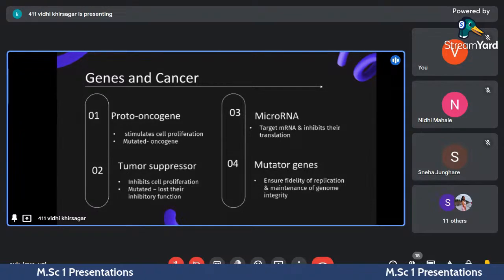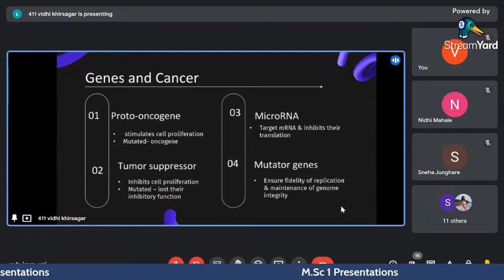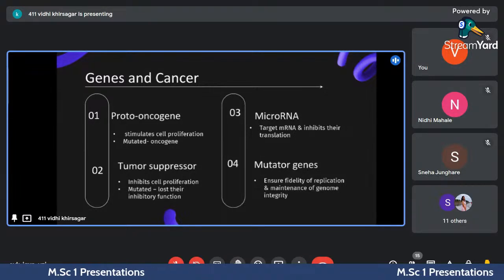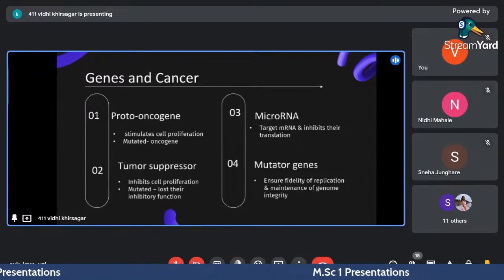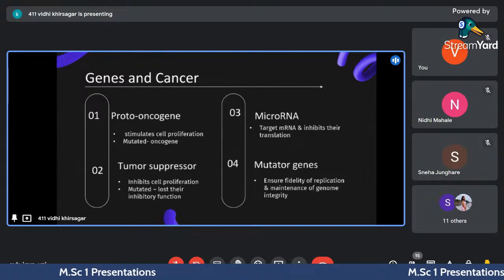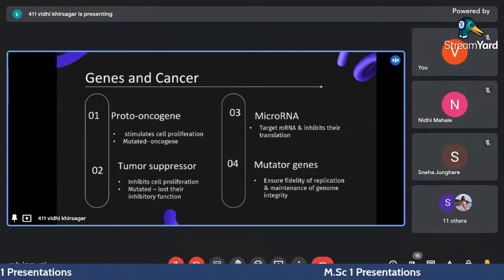There are four main genes which, when altered, lead to cancer formation. First is proto-oncogenes. Proto-oncogenes normally stimulate cell growth and proliferation. These proto-oncogenes, when they undergo mutation, lead to formation of oncogenes. Oncogenes are present in cancerous cells and they might be active at inappropriate times, which leads to cancer development.